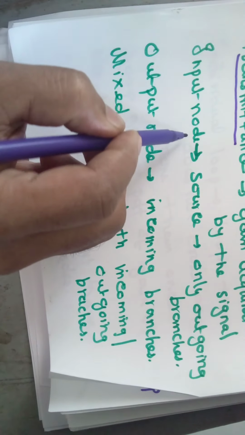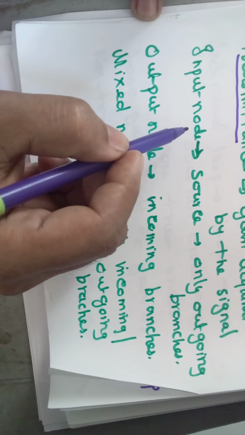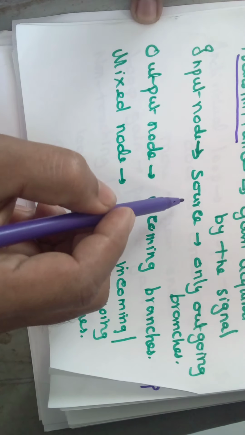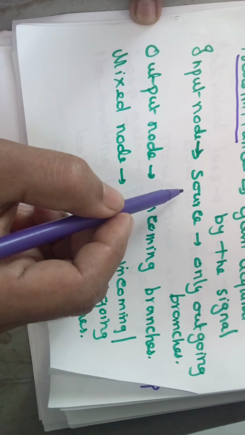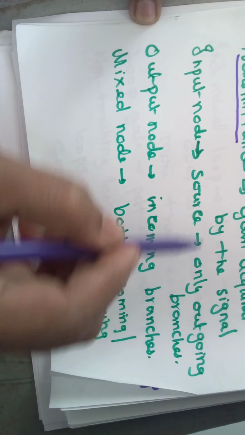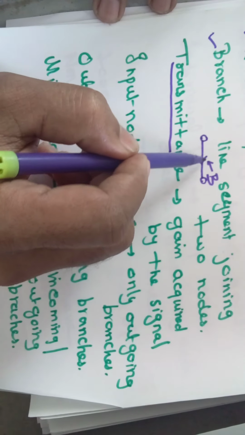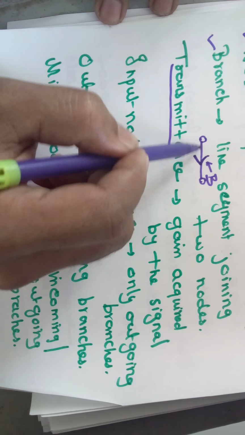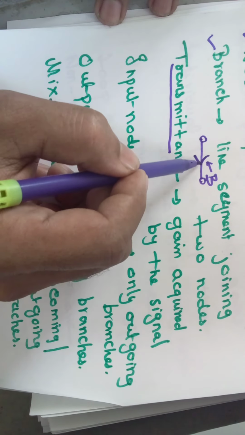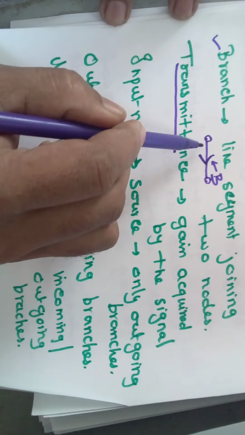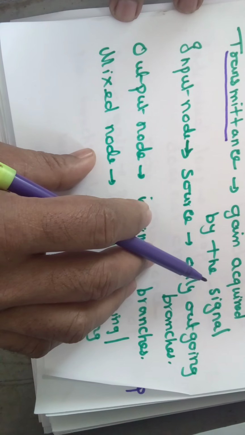Next one is the input node. What do you mean by input node? An input node is also called a source node. This source node has only outgoing branches. If a node is represented like this, it is known as an input node. It will have only outgoing branches.